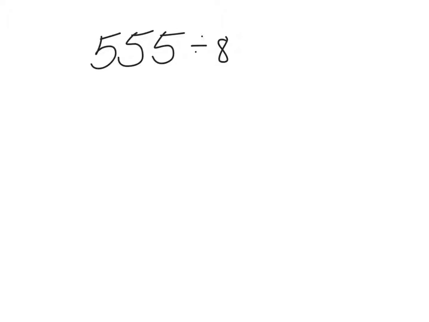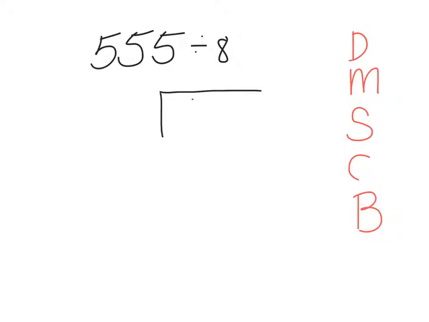55 divided by 8. Let's set up our problem. Remember to be following along in either your practice page or in your math notebook. The dividend, the first number, goes inside the house, and the divisor, the 8, lives outside the house. First things first. How many times does 8 go into 5? 8 is bigger than 5, so it is not possible for 8 to go into 5. We put a 0.